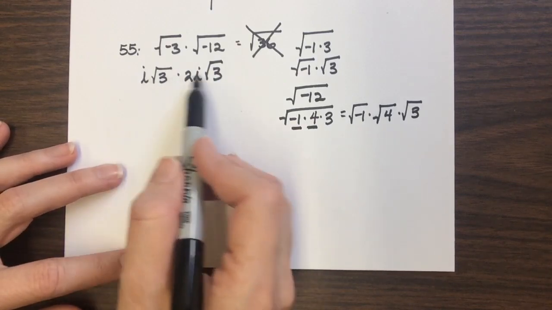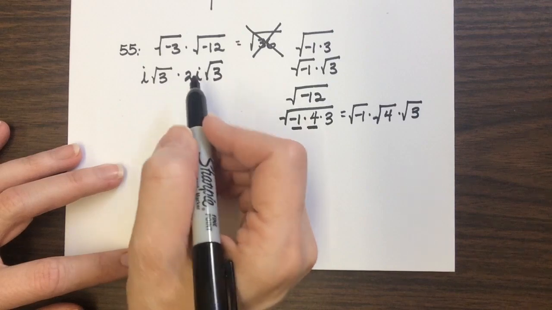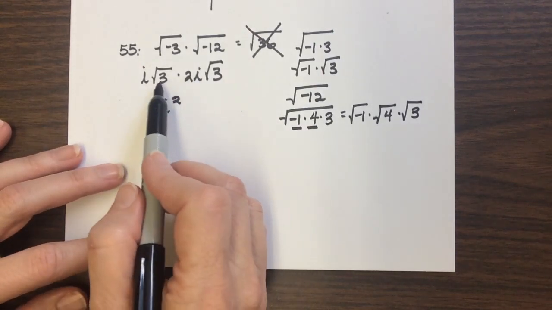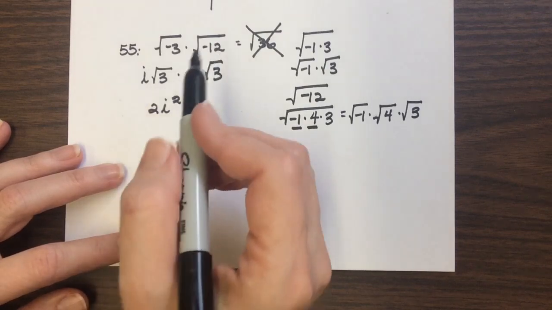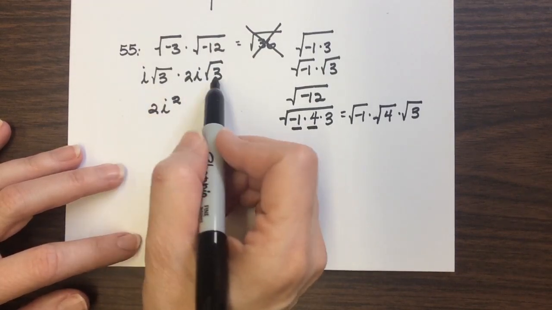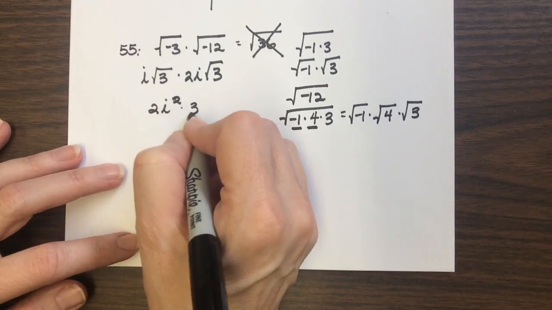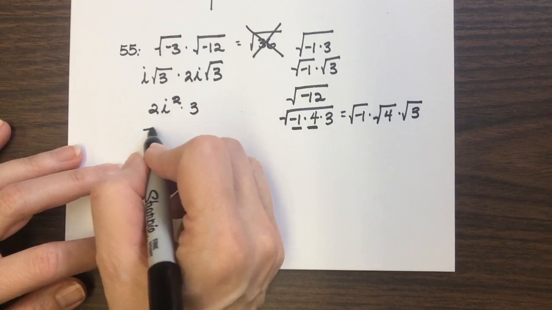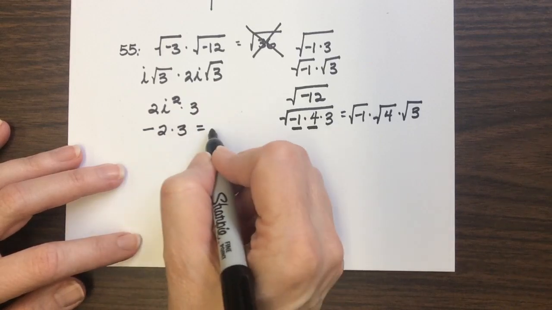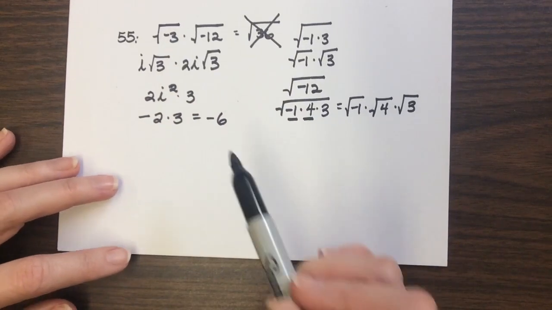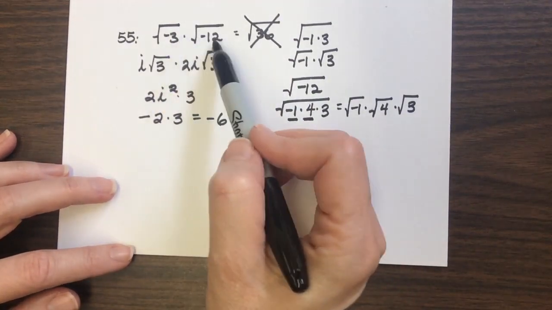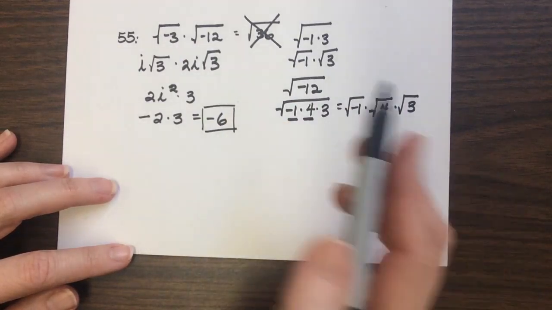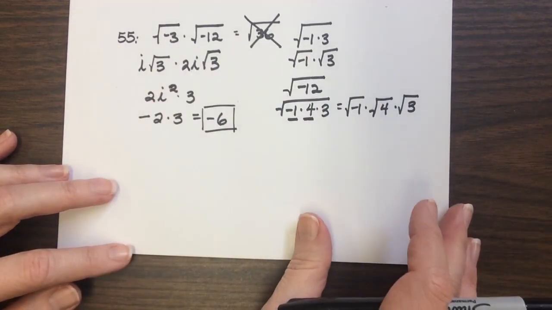Now when I multiply these two terms, I get I times 2I, which is 2I squared, sorry. And then I get the square root of 3 times the square root of 3. And we know that when you multiply a square root by itself, the radical goes away. So that's times 3. Negative, I squared is negative 1, so that's going to be negative 2 times 3, or just negative 6. And this is important because if you'd multiplied these two originally, you would have gotten a positive 36, and that's not what we're looking for. So make sure on those that you take care of the imaginary part first.